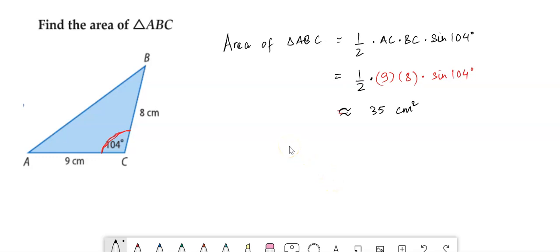This is the use of the law of sines, and how we can use the law of sines in real life, and how we can find the area of a triangle using the law of sines.